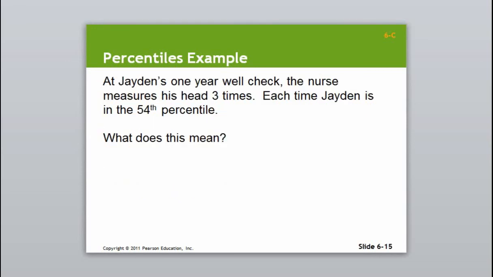Last example. At Jaden's 1-year well check, the nurse measures his head 3 times. Each time Jaden is in the 54th percentile. Well, this tells us that Jaden is very solid. His head is bigger than 54% of all other babies. So he honestly has a very, very typical head. About half the babies in the world have heads smaller than him, and about half the babies have heads bigger than him. So he's bigger than 54% of all other kids.